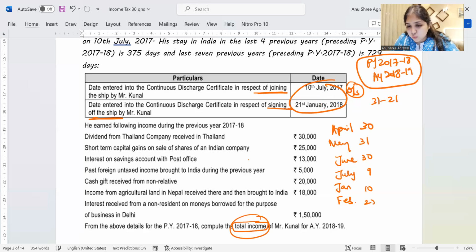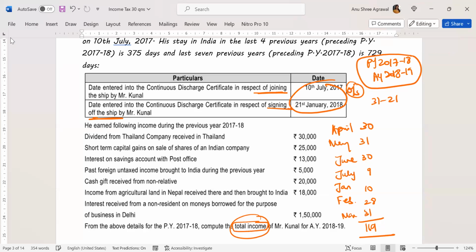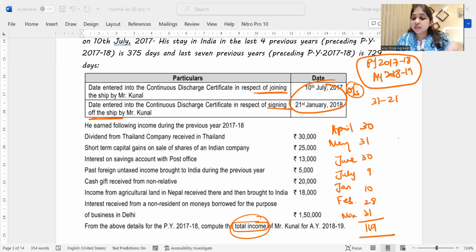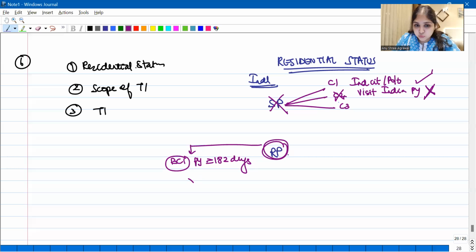Not a leap year, so 28 days in February and 31 days in March. So in the previous year, for how many days is he in India? In the previous year, he is in India for only 169 days, which is within 182 days. Basic condition 1 is not fulfilled, guys.